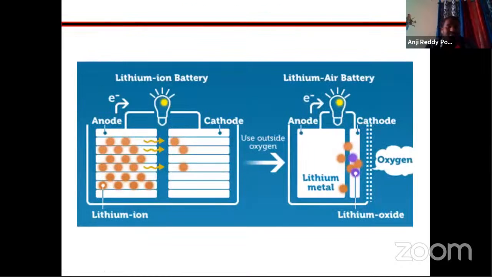This is the simple structure of a lithium ion battery and a lithium air battery. I'm going to compare these two only at present, not lithium sulfur batteries. In a lithium ion battery, we use lithium based cathode materials, and in a lithium air battery, the cathode is replaced by oxygen. Everything else, anode and electrolyte, is the same; only the cathode material changes. In place of lithium based cathode materials, we change to oxygen.